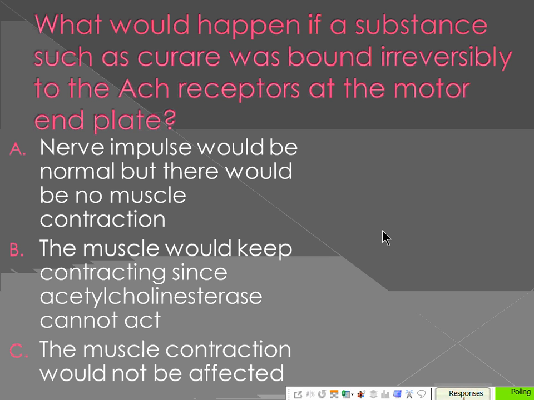So think of it. I'm giving you this thing: what happens if curare is there and it has gone and bound to the acetylcholine receptors at the motor end plate? Imagine if you were used to sitting at a particular seat and somebody came and sat on your seat. That's the analogy I'm giving you. So I want to see if you've understood what's happening.